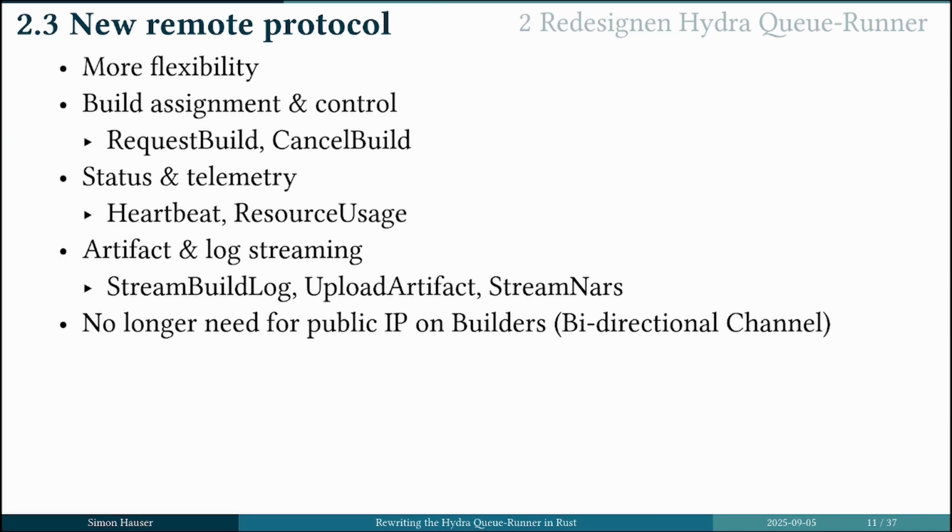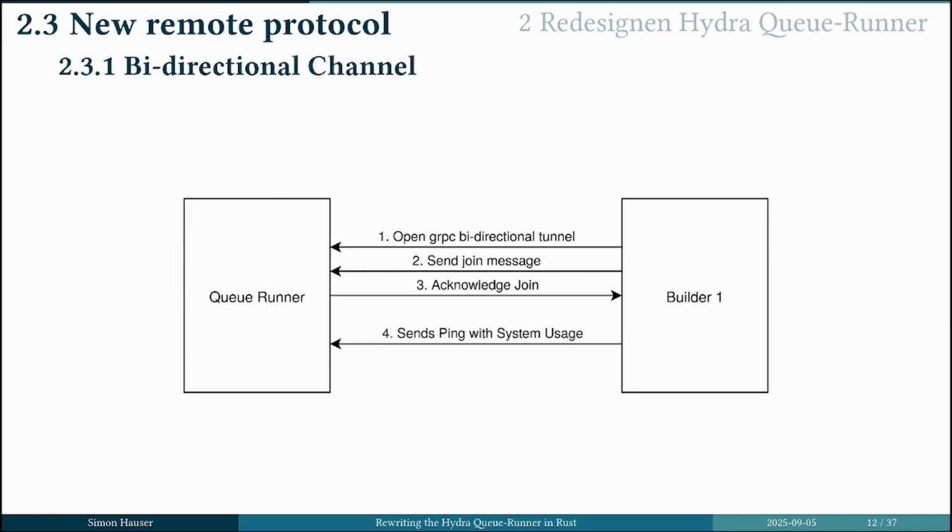We use the gRPC protocol to stream the build logs at the same time as we're building them, and we stream NARs, which I mentioned twice. And also interesting is we no longer need any public IPs for the builders, because currently they're connecting through SSH with a public IP. We can, in theory, get rid of this because the builders are talking to the queue runner, not the other way around.